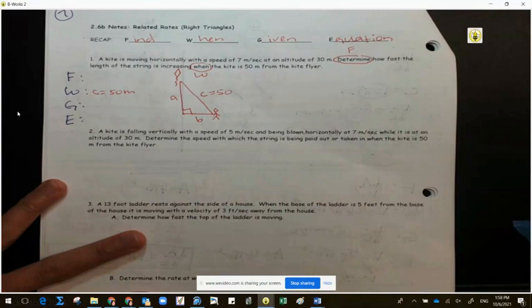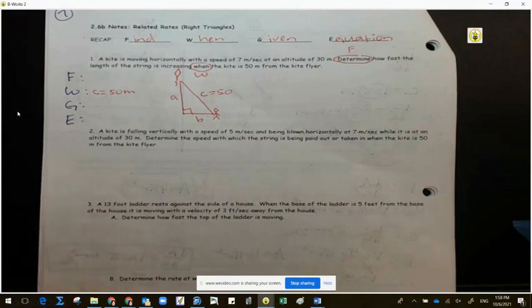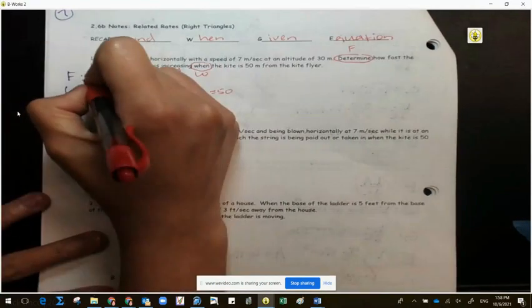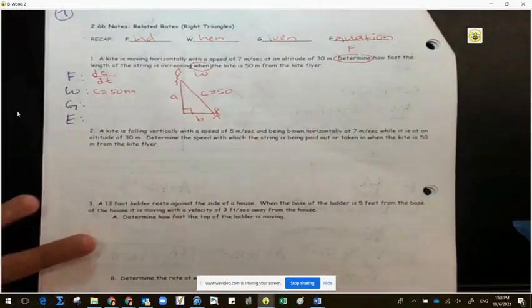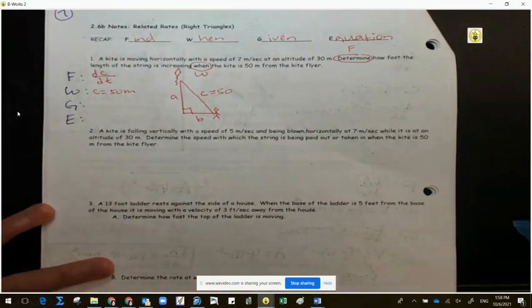And then our string is increasing. So as you're flying the kite, as it goes further and further out, you have to release the string, right? So that string is our dc over dt. Because C is our hypotenuse, and that is the length of our string.